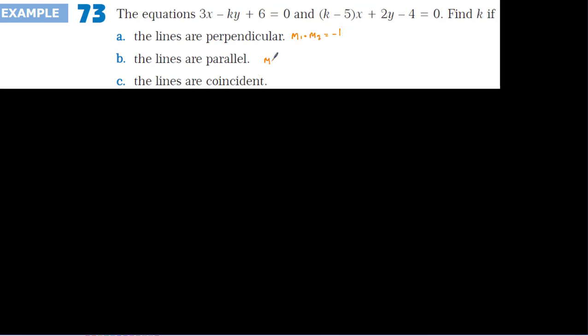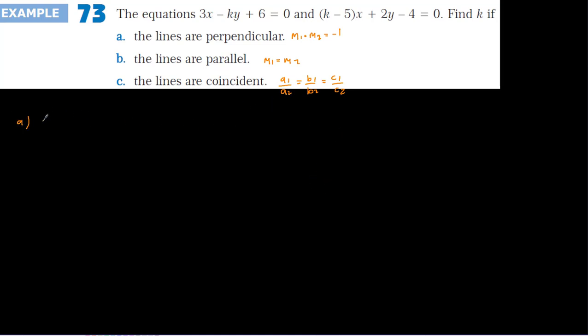If the lines are parallel, m1 is equal to m2. If the lines are coincident, it means that A1 over A2 is equal to B1 over B2 is equal to C1 over C2, it has to be. So we are going to arrange everything with respect to that. Okay, now the lines are perpendicular, let's solve that.